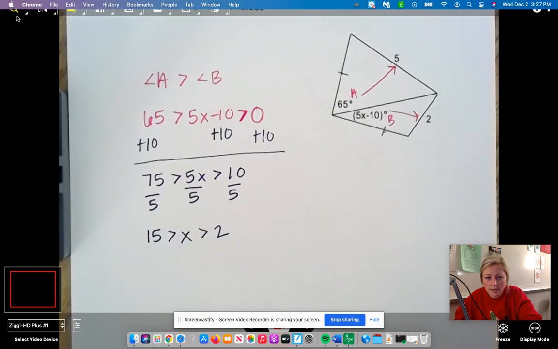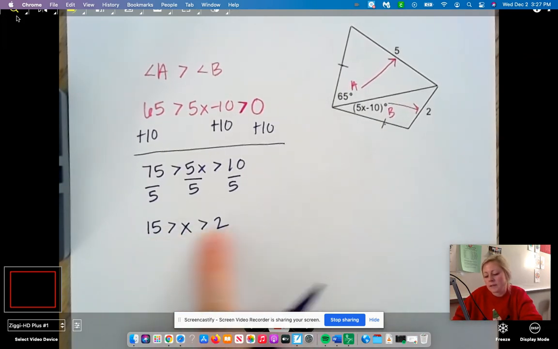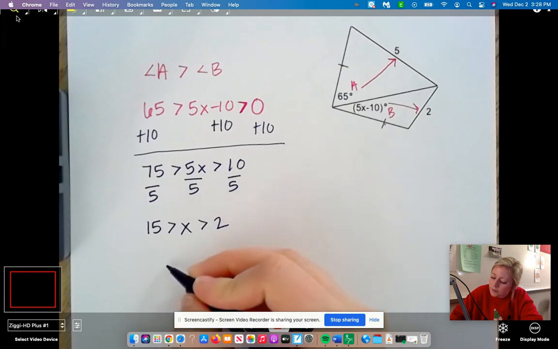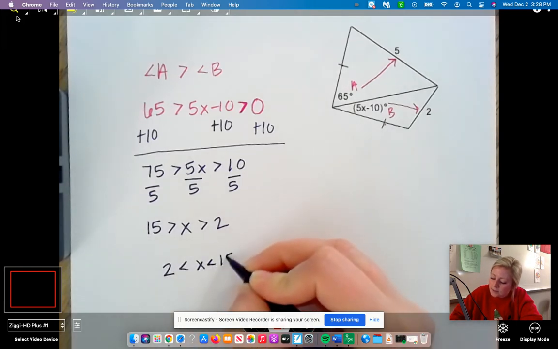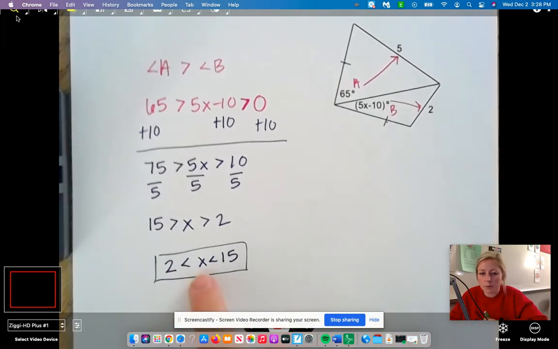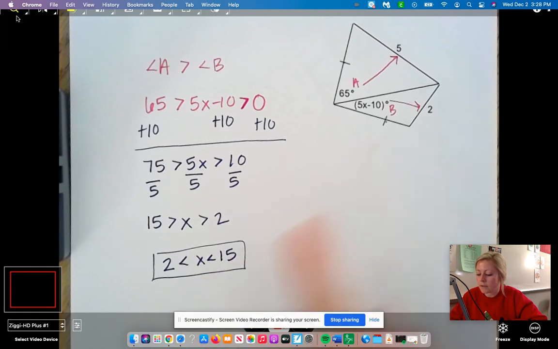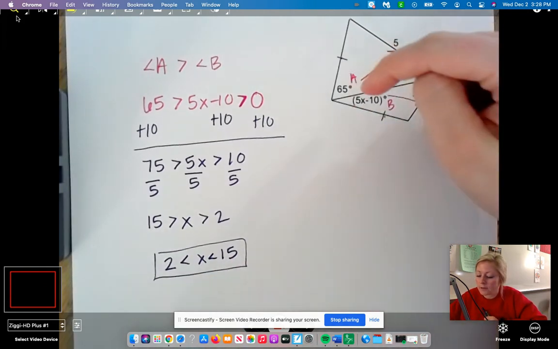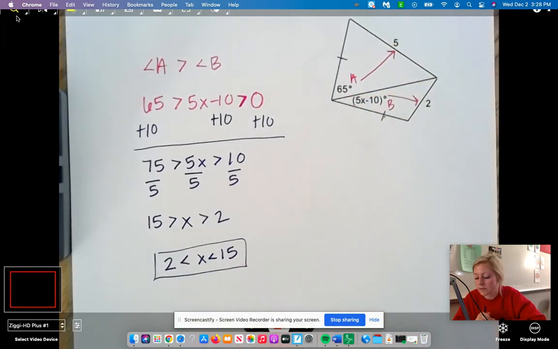And just because we should kind of care, this doesn't really make sense. We should have it going in ascending order, right? So let's flip it around. So we're going to have 2 is less than x, which is less than 15. So you can pick any number between 2 and 15, plug it into here, and it will give you a number less than 65 degrees.